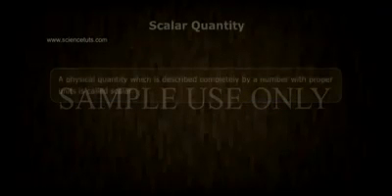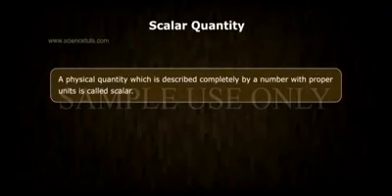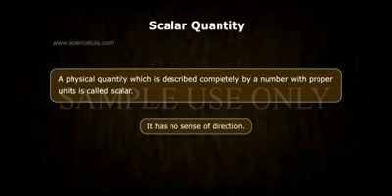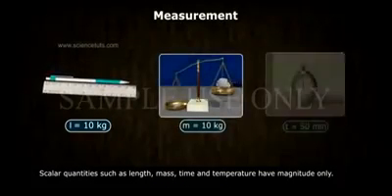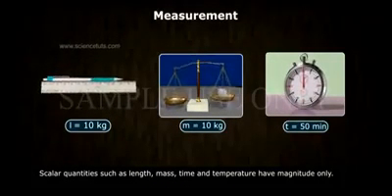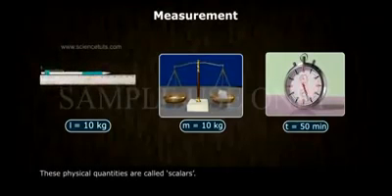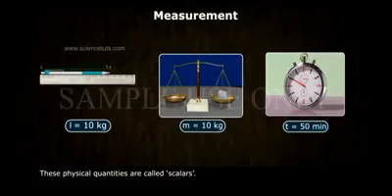Scalar quantity. A physical quantity which is described completely by a number with proper units is called a scalar. It has no sense of direction. Scalar quantities such as length, mass, time and temperature have magnitude only. These physical quantities are called scalars.